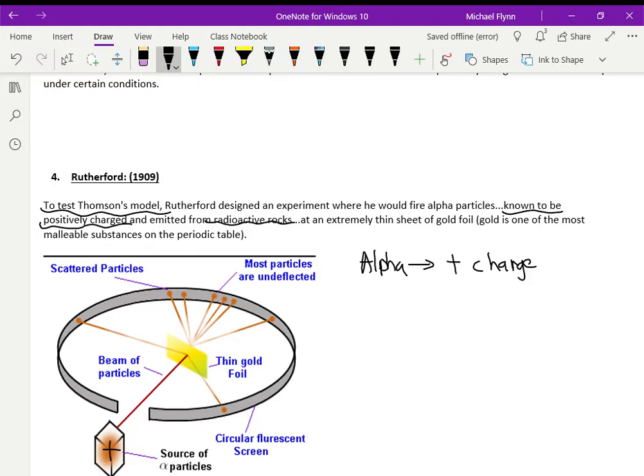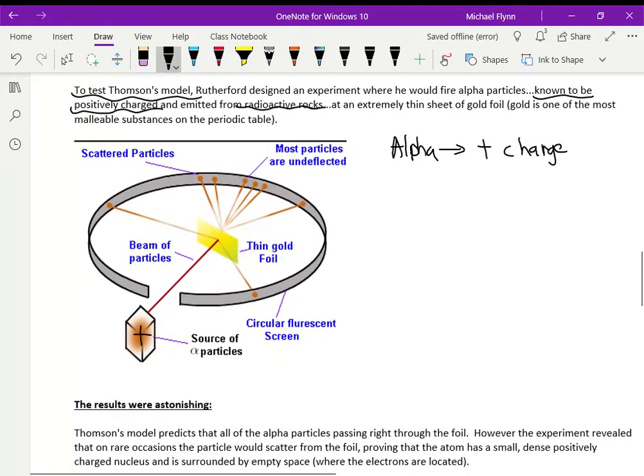And so what he did was he took one of the most malleable, I think it is maybe the most malleable metals on the periodic table, gold, and you can make it like, think of a piece of aluminum foil, how thin it is. You can make gold foil 1,000 times thinner than that. Okay, you can make it incredibly thin. It's a really amazingly malleable substance. So gold, what he did was he took an extremely thin sheet of gold foil, okay, and he fired alpha particles at the gold foil in an experiment like you're seeing right here.